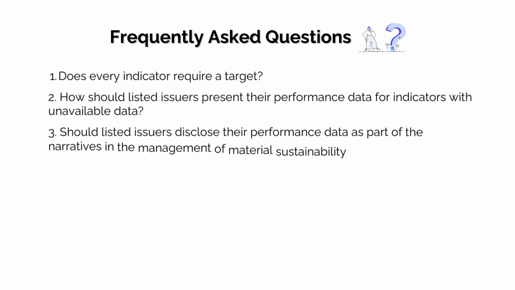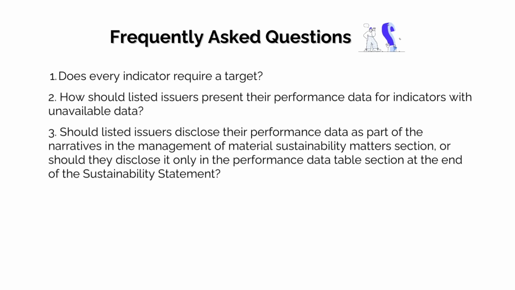Lastly, should listed issuers disclose their performance data as part of the narratives in the Management of Material Sustainability Matters section, or should they disclose it only in the performance data table section at the end of the sustainability statement? Listed issuers have the flexibility of discussing and disclosing performance data in the narratives of Management of Material Sustainability Matters. However, to meet the Bursa Malaysia listing requirements, listed issuers would still have to present the performance data in the dedicated section according to the prescribed table format.